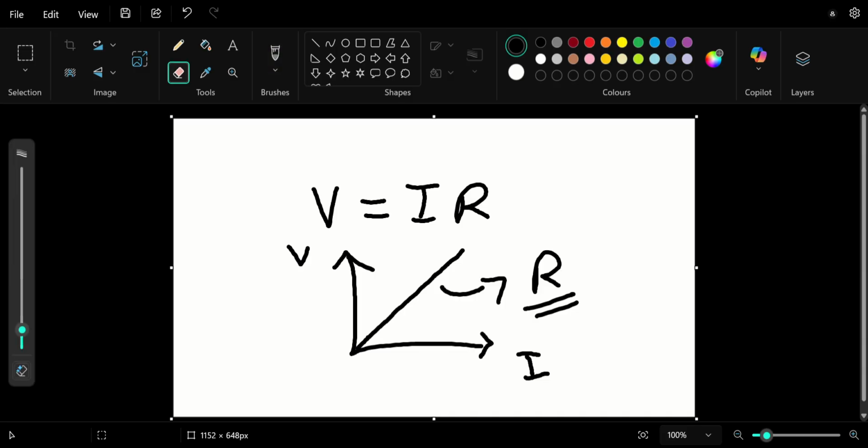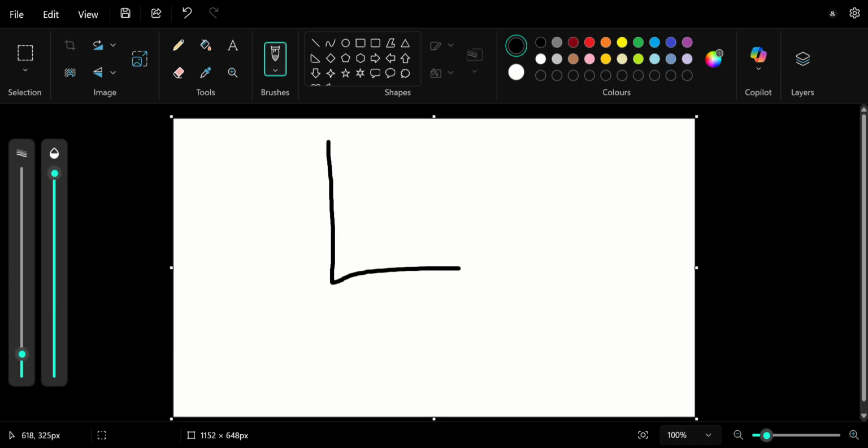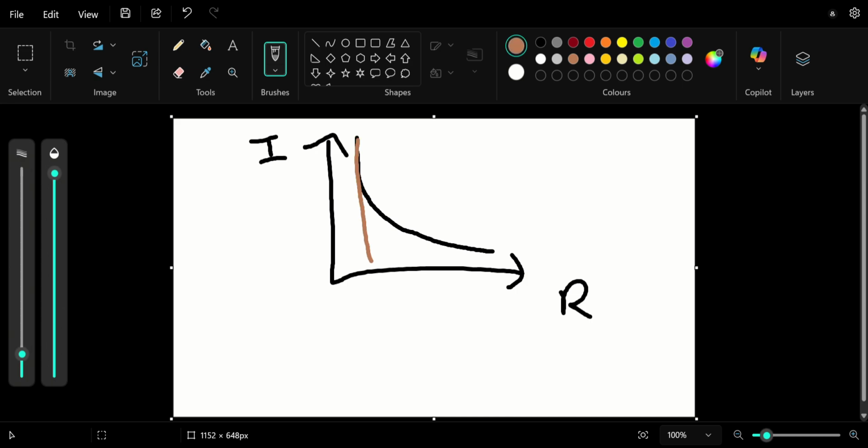If we take an inverse of this, however, we would have a graph like this, comparing current and resistance directly. This would be what the graph looks like, just a steep curve, an inverse curve. And the entire area beneath this graph, that's going to be equivalent to voltage, the potential difference.